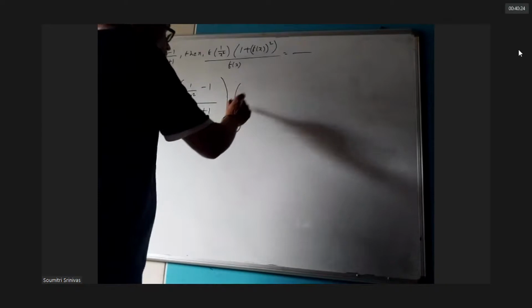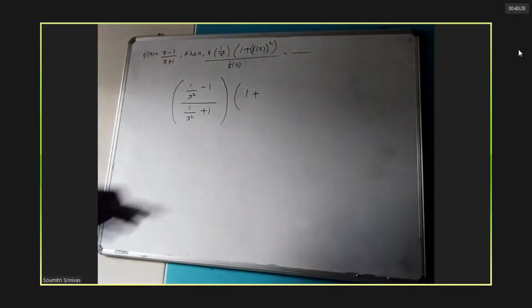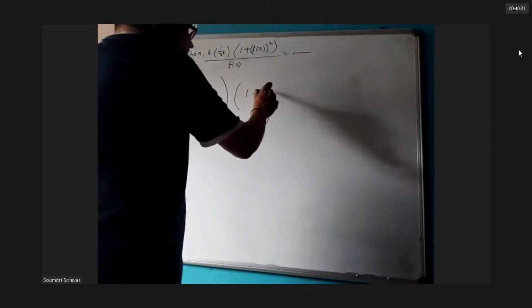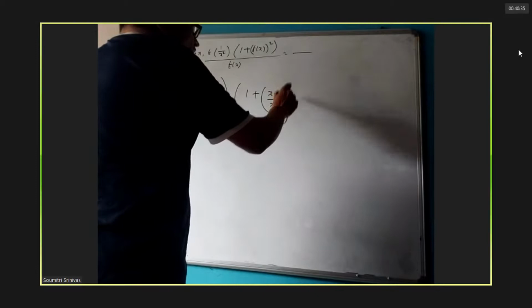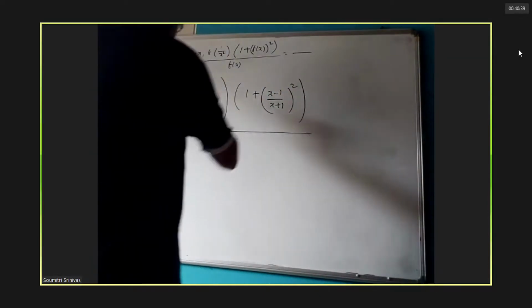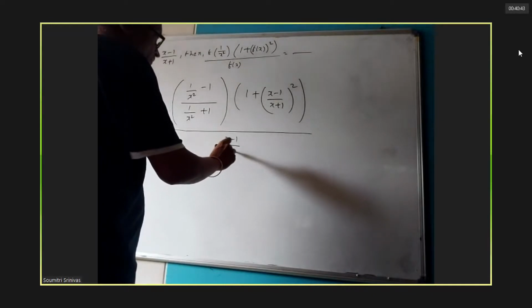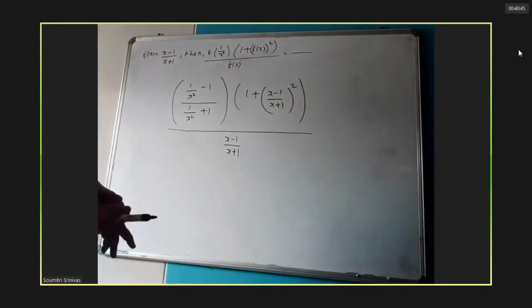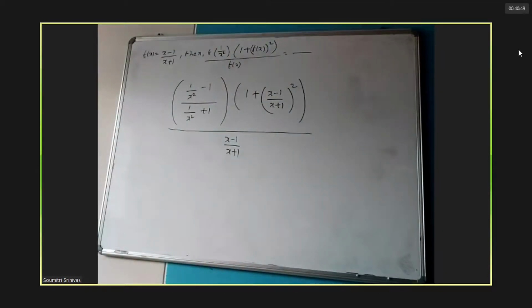Next, 1 plus f of x the whole square, divided by f of x. What is f of x? x minus 1 by x plus 1. What are you doing with this? Square divided by f of x, what is it? Come on, simplify this. Remaining part is a 7th standard problem.